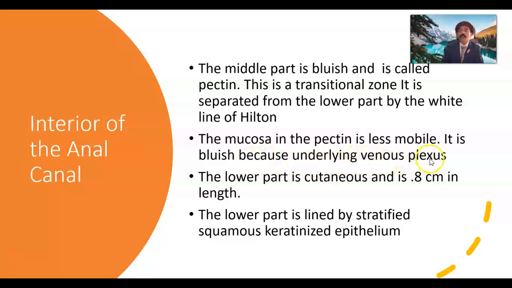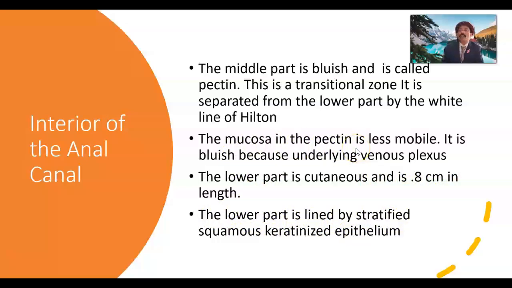It is not purely venous plexus. It also gets some feeding from the branches of the superior rectal artery. So in case of hemorrhoid rupture, we'll get bright red blood. The lower part is cutaneous and is 0.8 centimeter in length. The lower part is lined by stratified squamous keratinized epithelium.